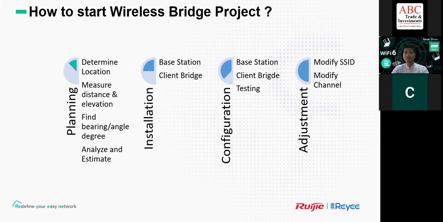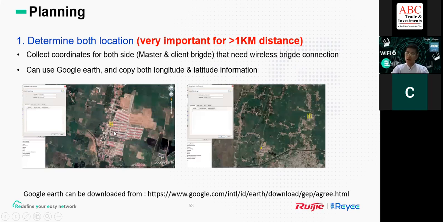Not too much. For planning, you need to determine the location. This is very important for distances greater than 1 kilometer. For 1 kilometer, a skillful person or engineer can just estimate by eye, but this is not an accurate measurement and is not good for a real scenario. If you have an issue, the customer will complain to you. So please determine both locations, and first copy the longitude and latitude for both sides, client and station.